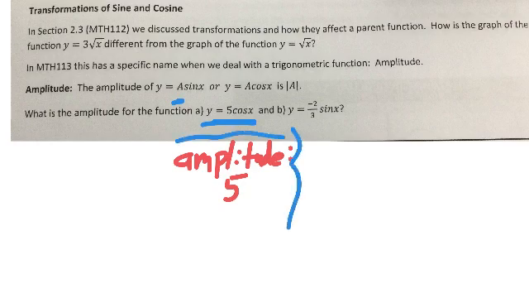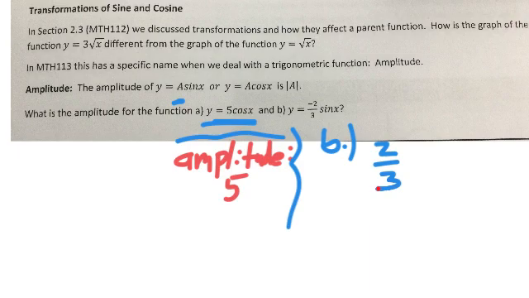Okay, then in B part, sine is being multiplied by negative 2/3. So my amplitude here would be 2/3. Remember, amplitude is always positive. The negative is a reflection. So amplitude is the absolute value of A here. So that means my amplitude is always a positive number.